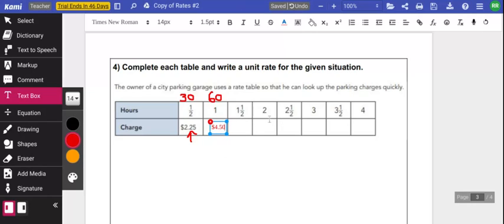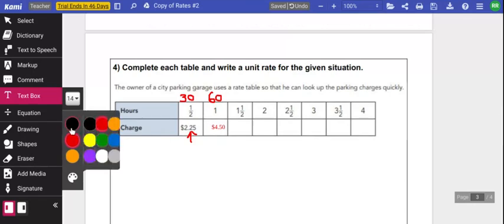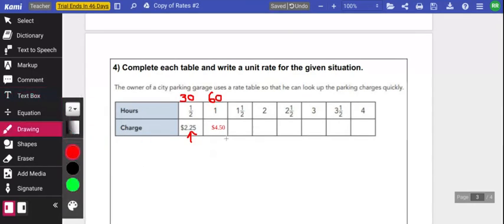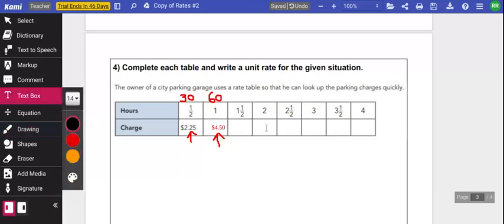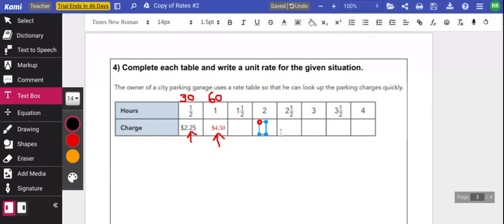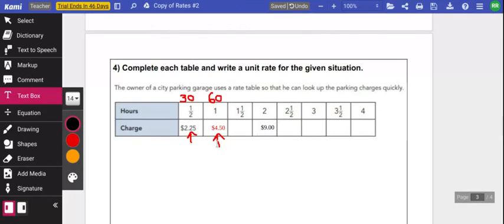So how much would it be for 2 hours? Well, I would simply take this rate. If it's $4.50 for 1 hour, I would need to multiply that by 2 to get how much it is for 2 hours. And so what's $4.50 times 2? Wouldn't that be $9? So $9, that's how much it'd be for 2 hours.